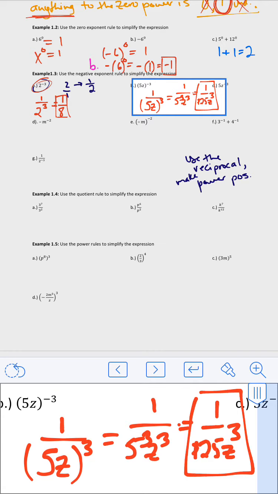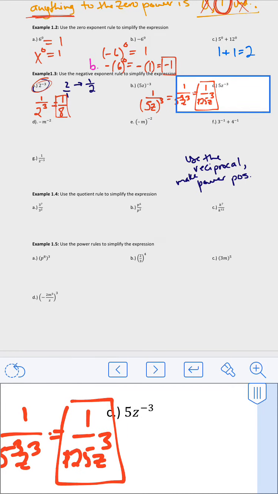All right, now let's compare that to C over here, where the whole thing is not in parentheses. We've got 5z to the negative third. Now if I rewrite this just a teeny bit, it'd be 5 times z to the negative third, right? No parentheses means that negative third is only touching the z. It is not touching the 5. So the 5 is just going to chill and remain the same.